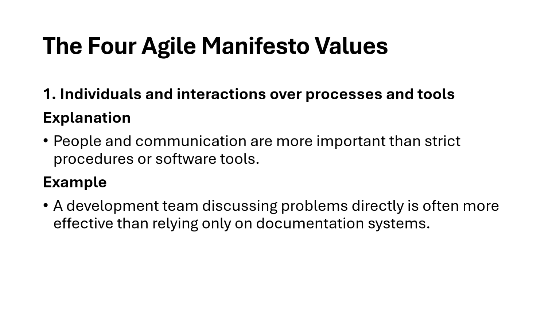Okay, so the 4 Agile Manifesto values. The first one says individuals and interactions over process and tools. इसका क्या मतलब है? इसका मतलब ये है कि people and communication with the people. By people they mean all the direct stakeholders, the primary stakeholders that are involved. So it means that people and communication are more important than strict procedure and software tools.